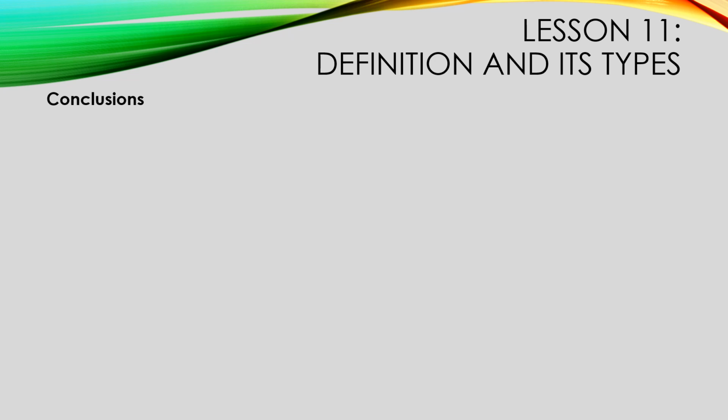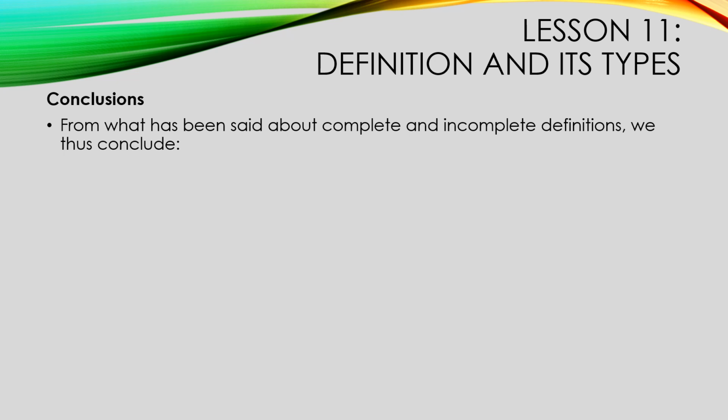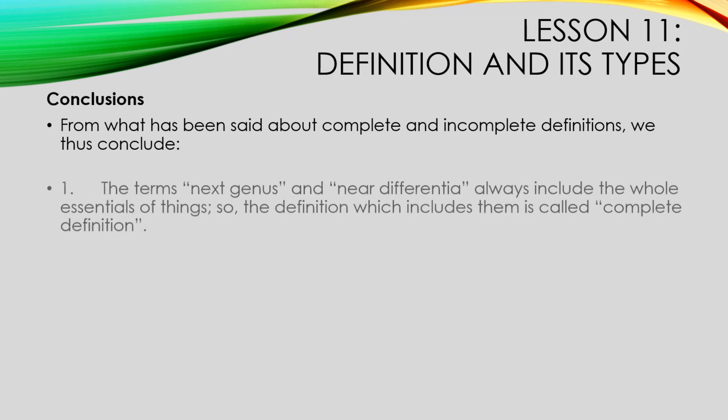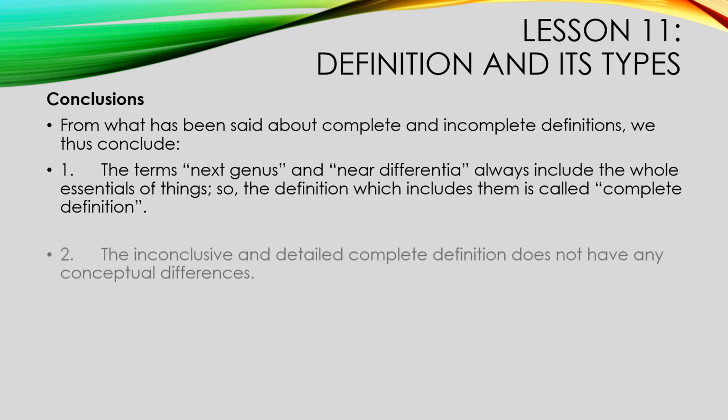Let's have some conclusions about complete and incomplete definition. From what has been said about complete and incomplete definitions, we thus conclude: 1. The terms next genus and near differentia always include the whole essentials of things. So the definition which includes them is called complete definition.